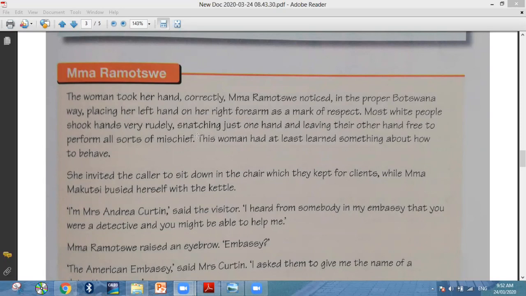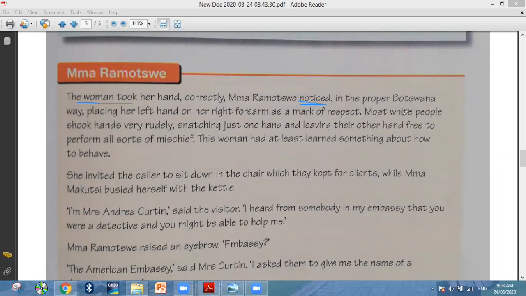That she shook hands very rudely. Rudely? No. You misunderstood the text. Read it again. The woman took her hand correctly, Mama Ramatswi noticed. Okay, this is the woman in front of her. In the proper Botswana way, placing her left hand, try to imagine it, on her right forearm as a mark of respect. So she notes that this woman is a well-behaved woman.